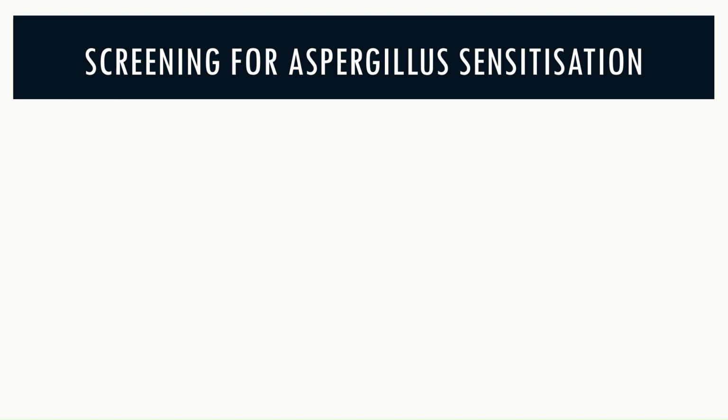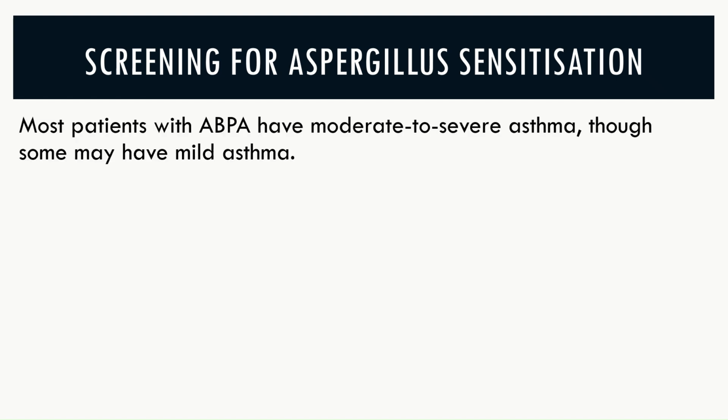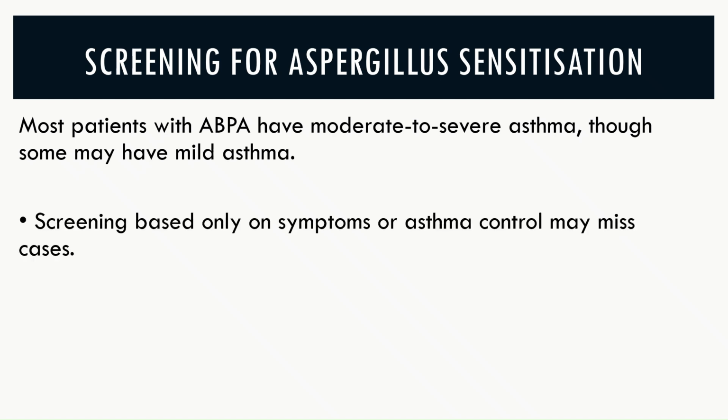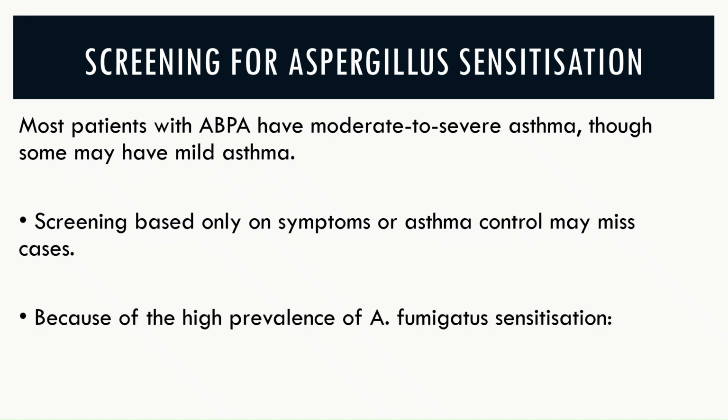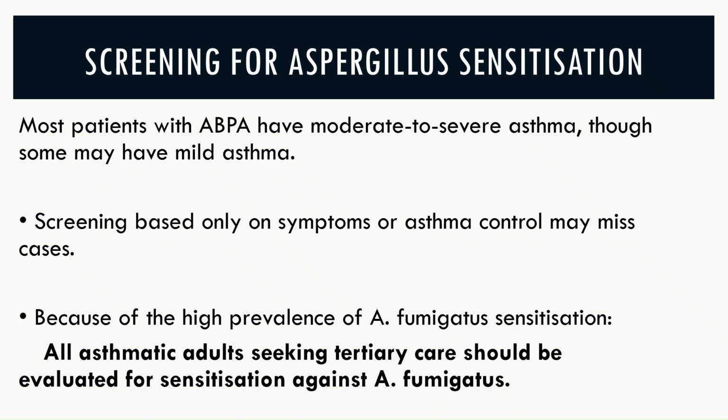Screening for Aspergillus sensitization. Most patients with ABPA have moderate to severe asthma, although some patients have only mild asthma. Therefore, screening based solely on symptoms or asthma control may miss several cases. Given the high prevalence of Aspergillus fumigatus sensitization and the possibility of ABPA among sensitized individuals, all asthmatic adults seeking tertiary care should be evaluated for sensitization against Aspergillus fumigatus. Screening is essential because ABPA can occur even in mild asthma and may progress to bronchiectasis if it remains undetected.